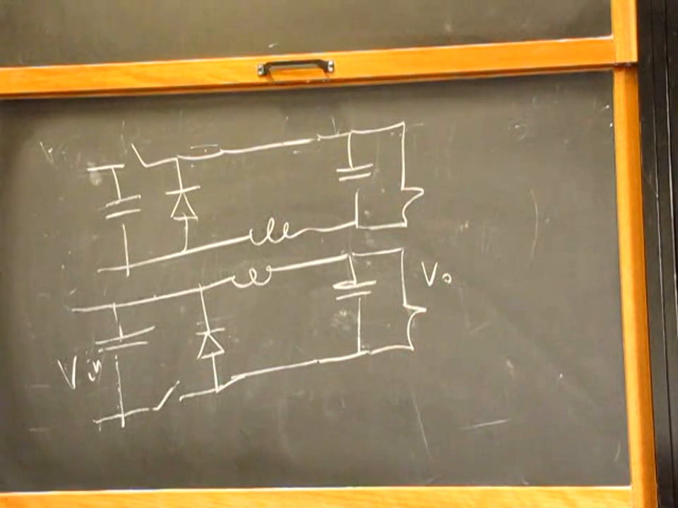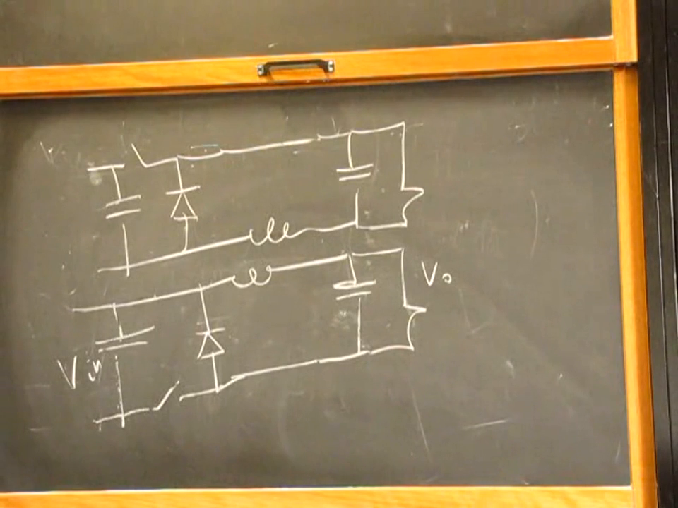Input capacitor, switch, the positive and negative, diode, inductor, capacitor, and resistance. It will still work. If it works in CCM, V naught equals V times D.